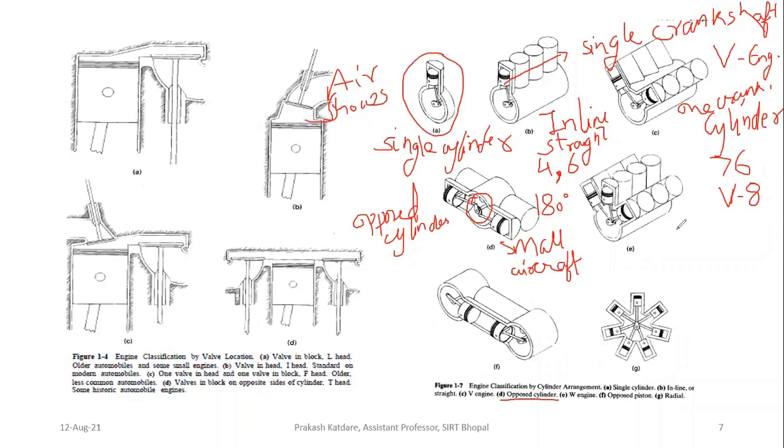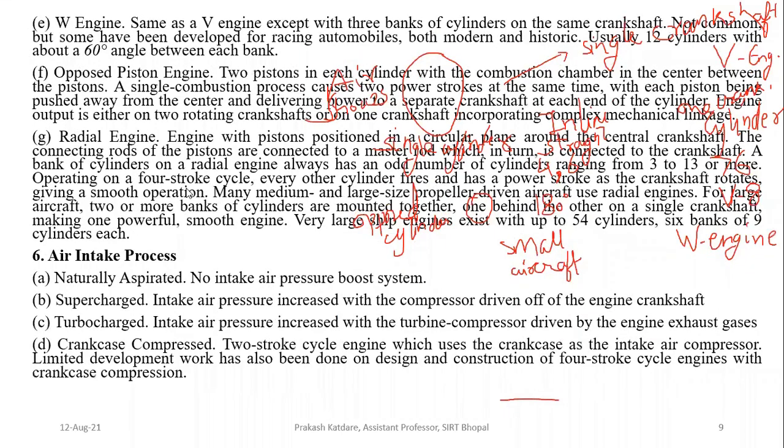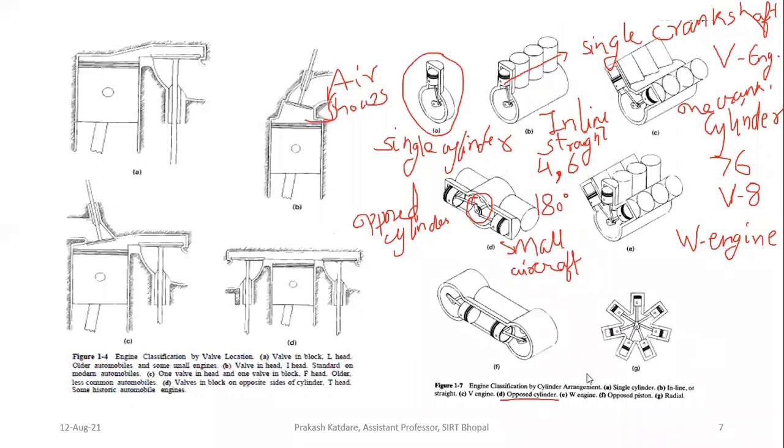Then we have a W engine. In this W shape of engine, the cylinders are arranged in the shape of a W, and the angle which we are using in case of W cylinder is usually about 60 degrees. The number of cylinders here is about 12.